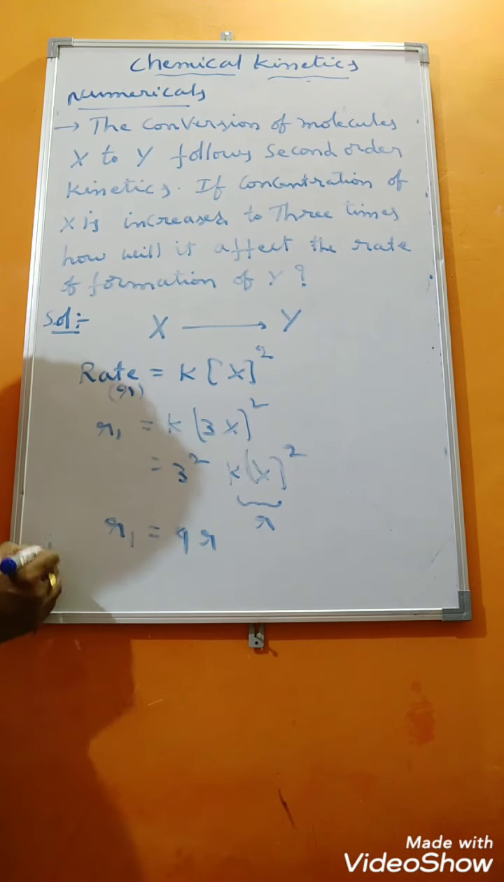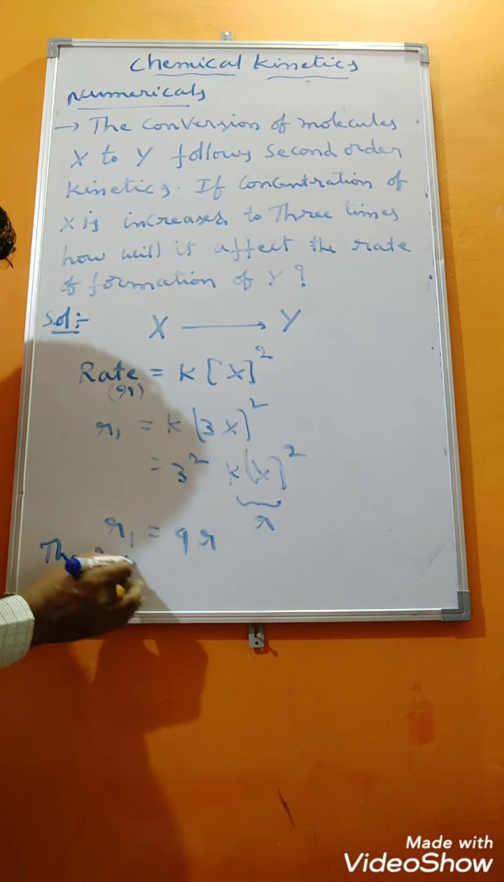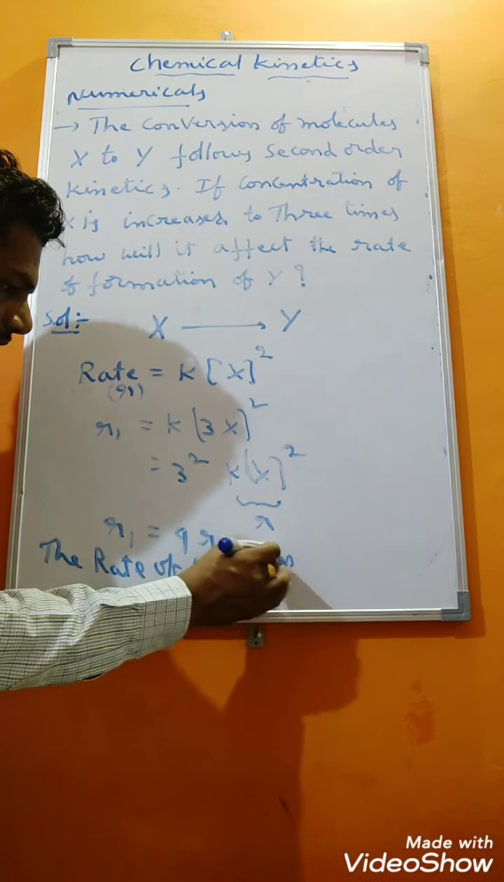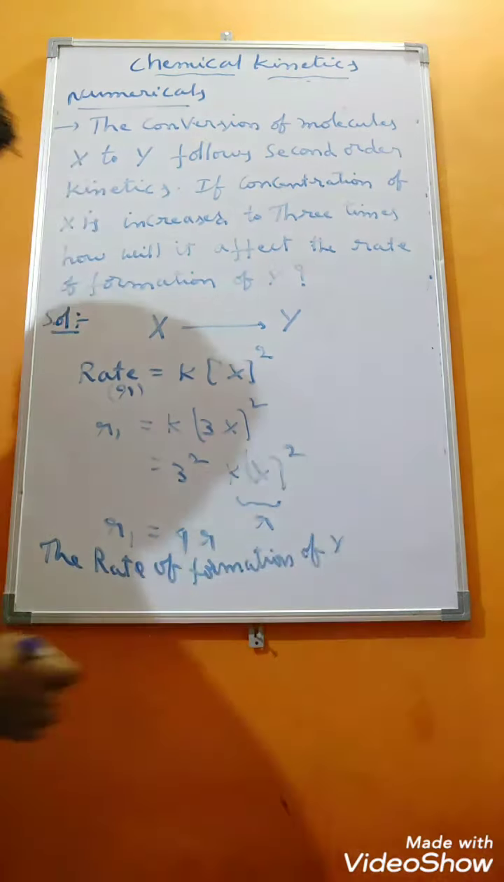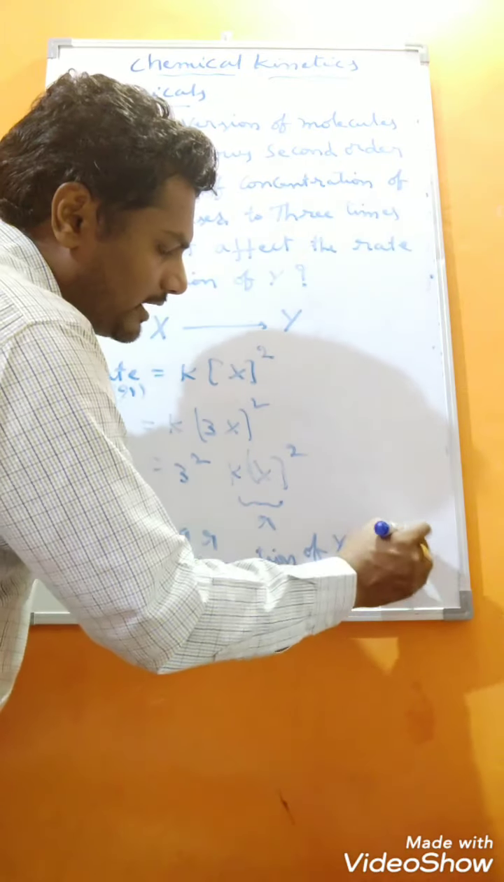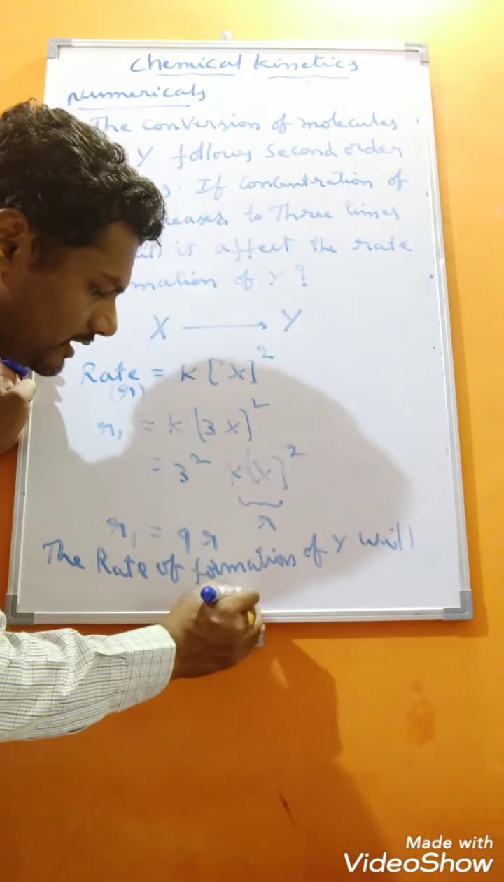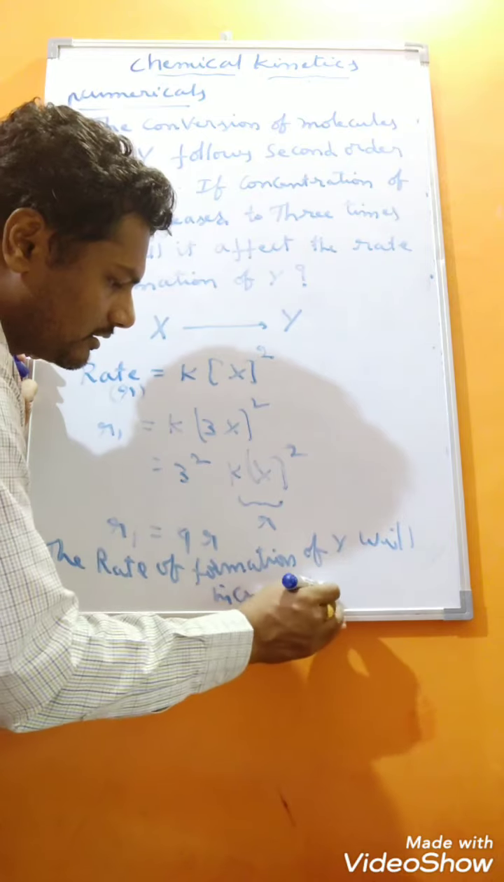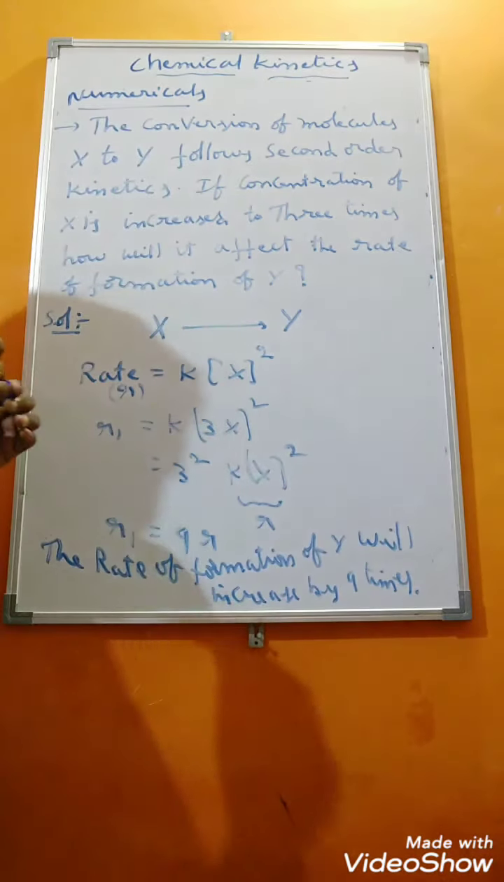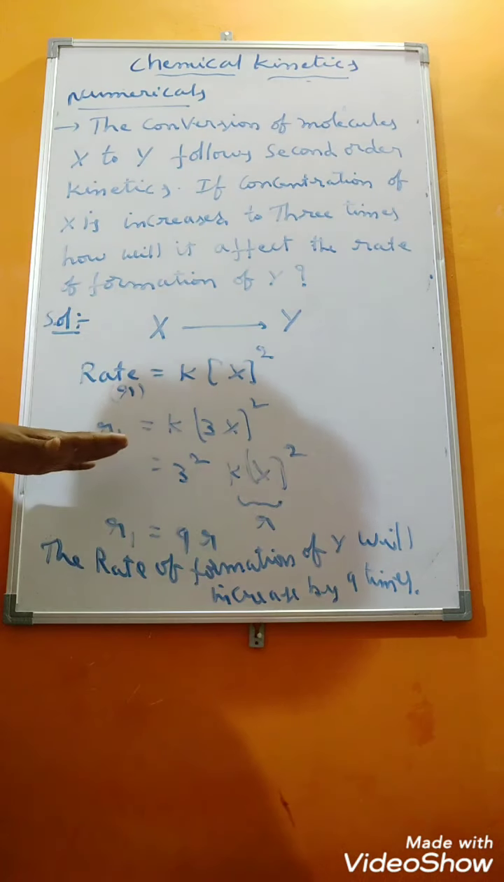The rate of formation of Y will increase by 9 times, students. Got it everybody, students? Understood?